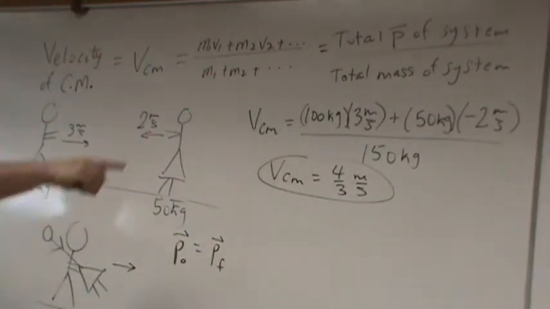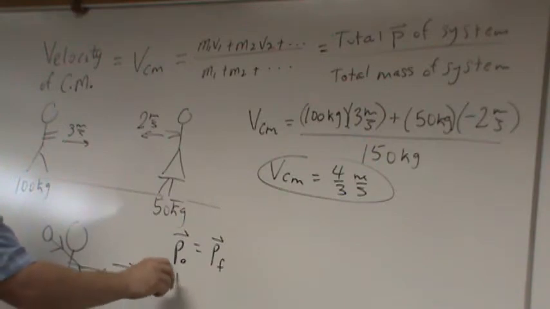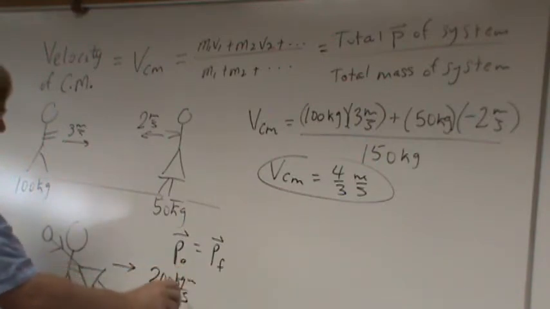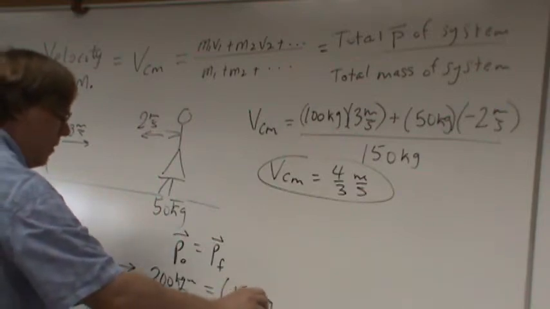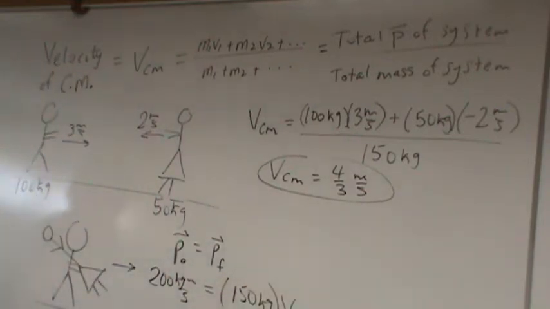The initial momentum, we already found that. That was 200 kilogram meters per second. The final momentum is going to be the two of them together moving off at some speed. Tell me, at what speed do the two of them move off together? Is everyone getting 4/3? Yeah.